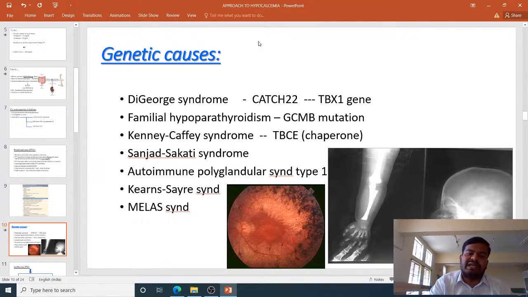So, what are the genetic causes which we have discussed? DiGeorge syndrome is a 22q11.2 deletion, involving the TBX1 gene. In this there is parathyroid agenesis, so definitely you should remember DiGeorge syndrome when it comes to the parathyroid gland. Also familial hypoparathyroidism, which is a GCMB mutation, Kenny-Caffey syndrome, Sanjad-Sakati syndrome, autoimmune polyglandular syndrome type 1, Kearns-Sayre syndrome and MELAS syndrome. Try to briefly remember these syndromes where calcium metabolism is involved.